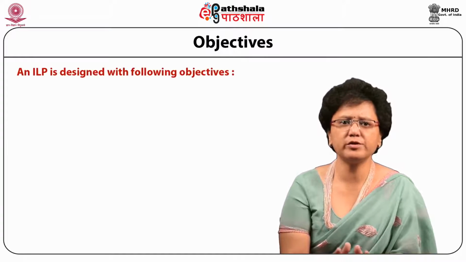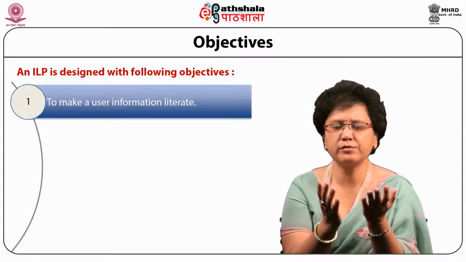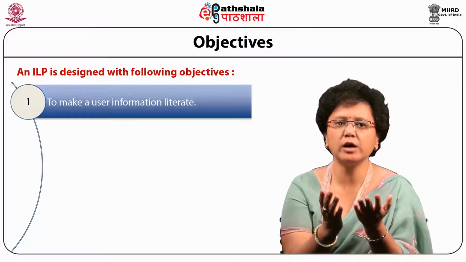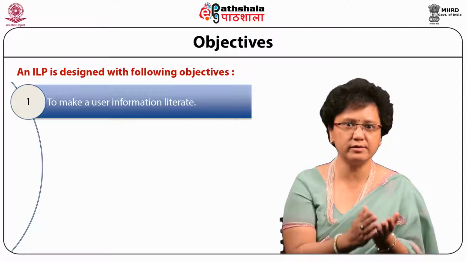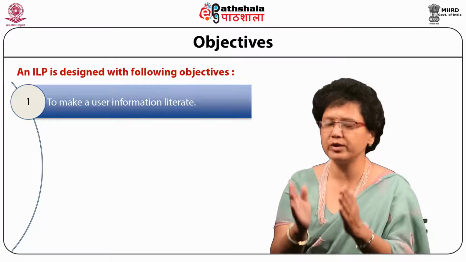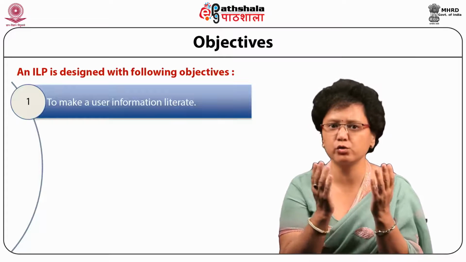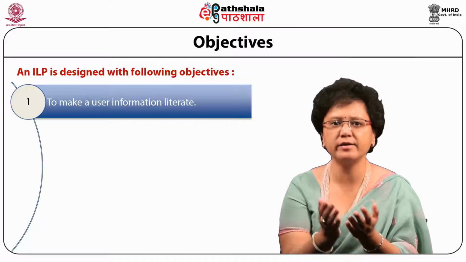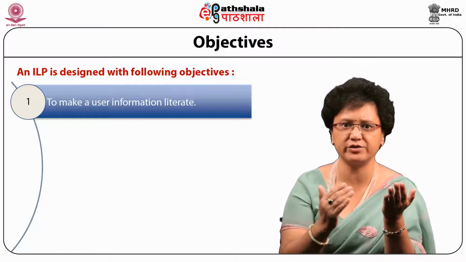An information literacy program should be designed with the following objectives. To make a user info-literate. This is the first objective. And when will a user be info-literate? He'll be info-literate if he has the ability to assess his information needs. He is aware of libraries and information centers and their services, knows about different sources of information, and is able to search for information by developing an appropriate search strategy.